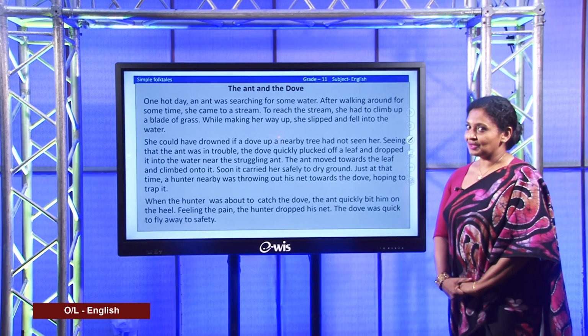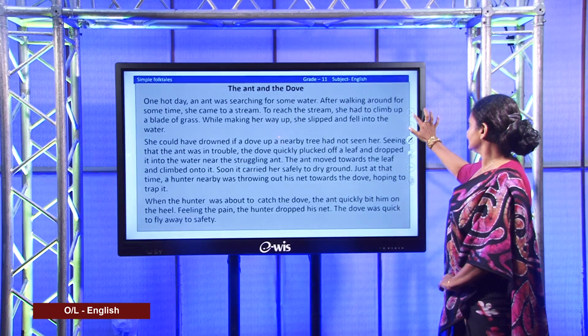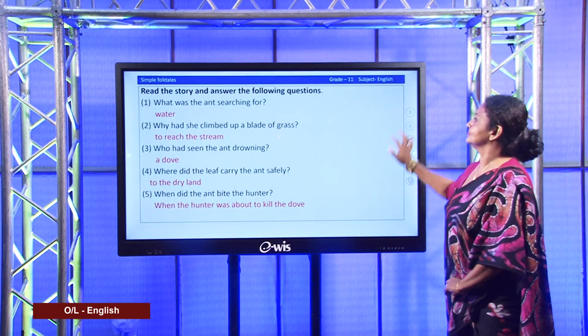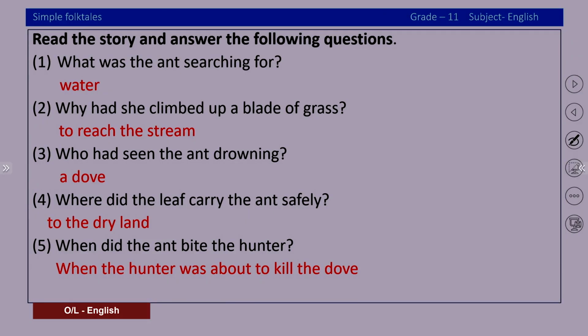Okay, children, now let's check your answers. Look at the answers. First one, what was the ant searching for? I think you can remember the ant was searching for water. Second one, why had she climbed up a blade of grass? Yes, I think you can remember she had climbed up a blade of grass to reach the stream.